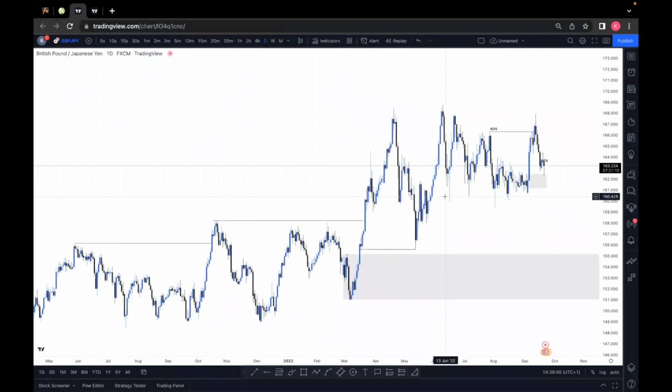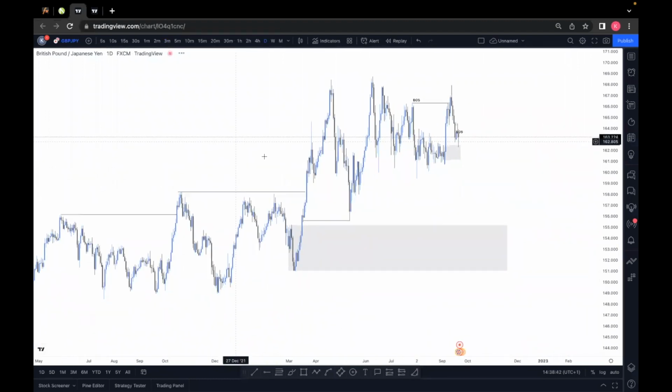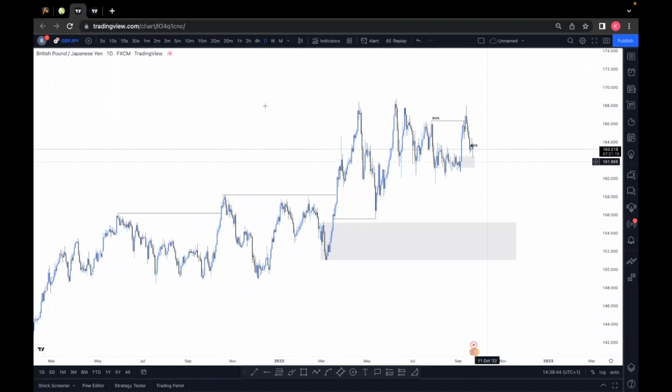If we go to GJ on the daily time frame, we can clearly see that on the daily, price is bullish, right? We can clearly see that we had this swing low and swing high. Price came back, mitigated the PY, and then pushed to the upside. So from a daily time frame, price is bullish, right?